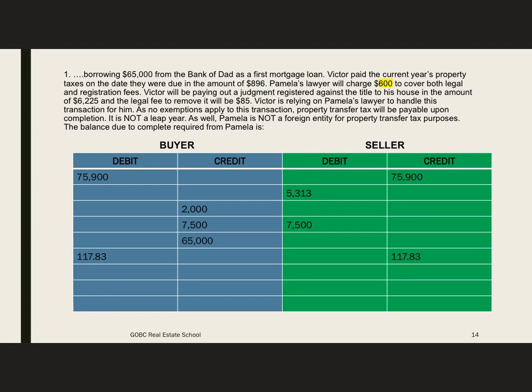The next thing we're going to deal with is the $600 for the legal and registration fees, and it says that Pamela's lawyer will charge that, so that is what we charge to Pamela. So it's a debit for Pamela, and it does not show up on the seller's statement.